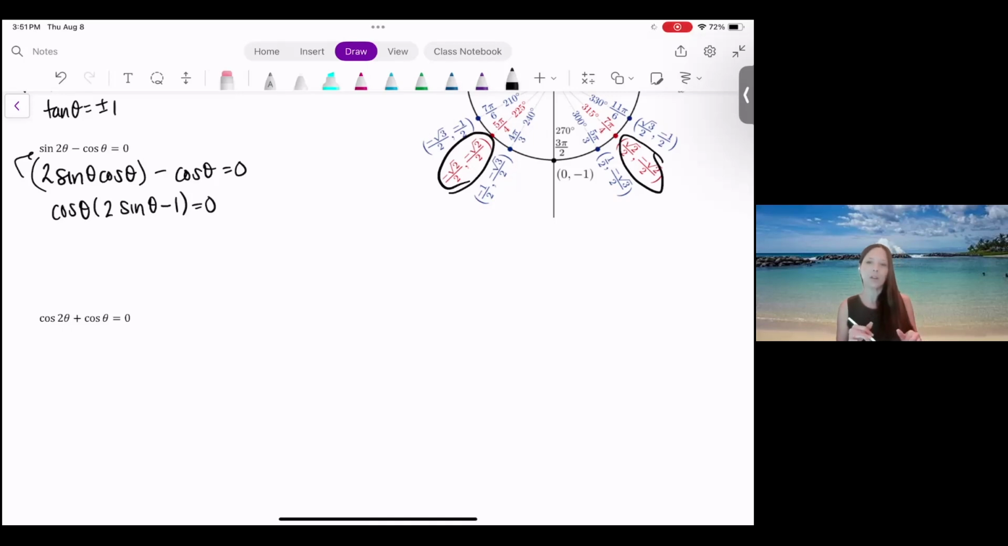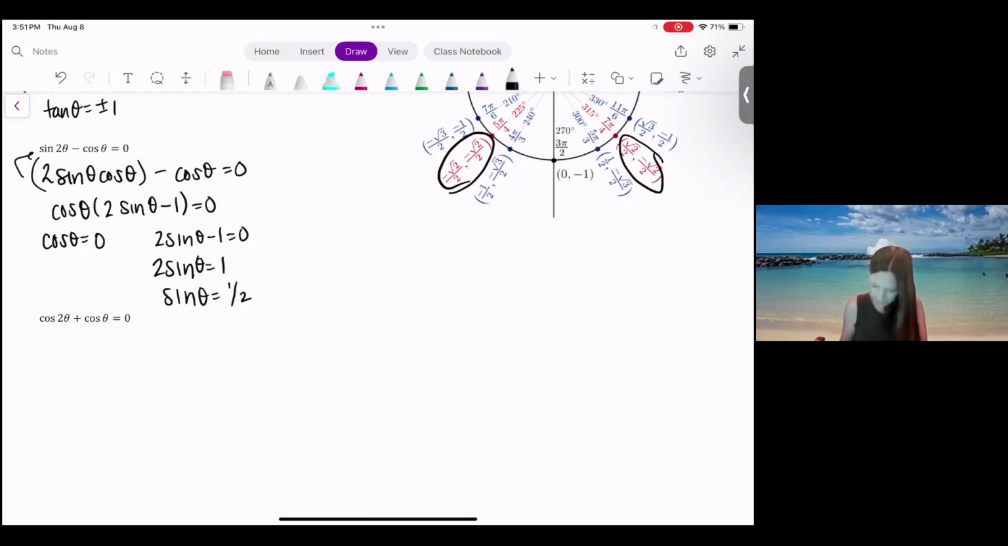And then I can use the zero product property to set each of these equal to 0. I'm then looking for the cosine of theta equal to 0 and 2 sine theta minus 1 equal to 0. Cosine theta is good, but for the 2 sine theta minus 1, I need to add 1 and divide by 2. That's 2 sine theta equals 1, and sine theta equals 1/2. So in my unit circle, I'm looking for cosine to be 0 and sine to be 1/2. Cosine is x, sine is y.